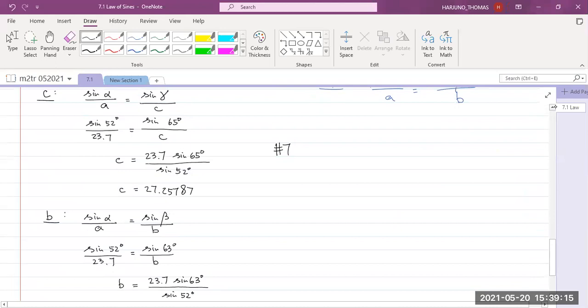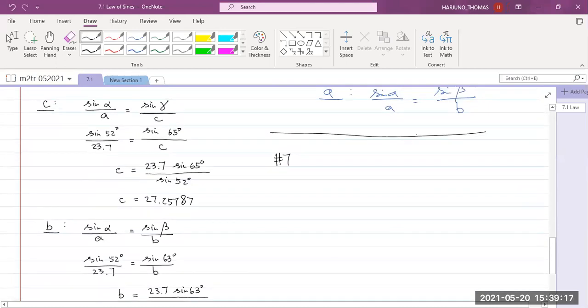That's an odd number, so I do expect you to actually work it out. Okay, number 7. We have gamma equals 81 degrees. Side C is 11. Side B is 12.